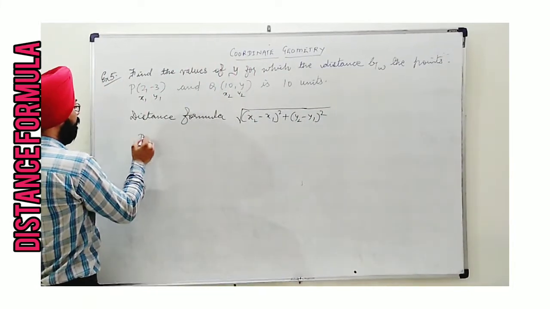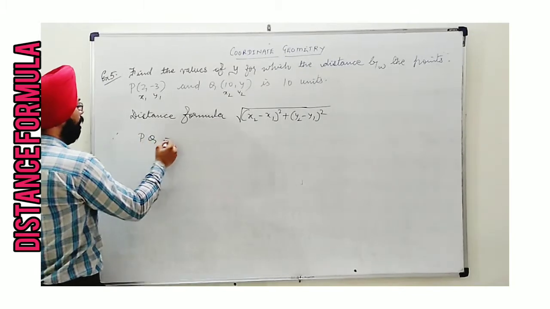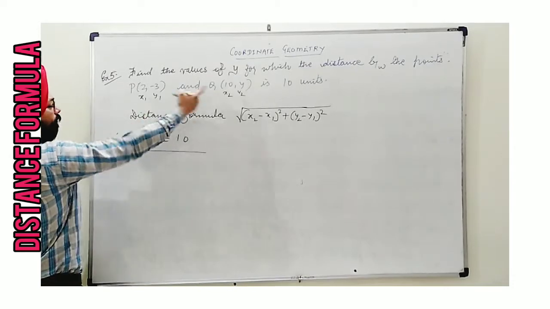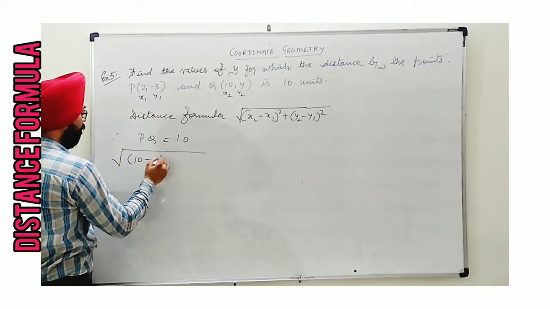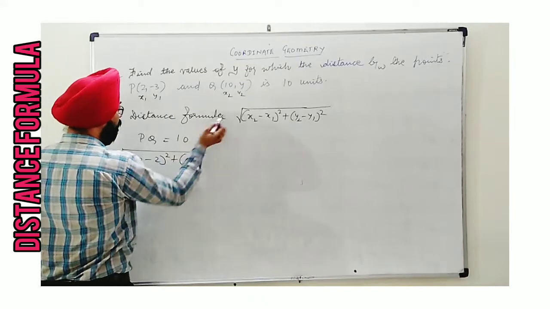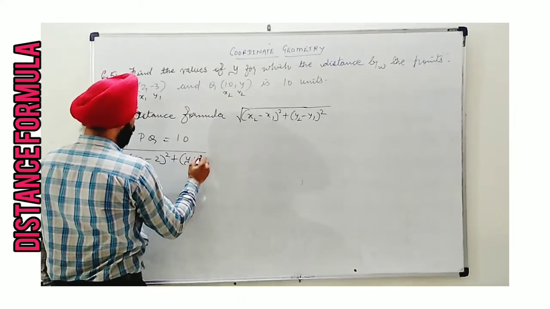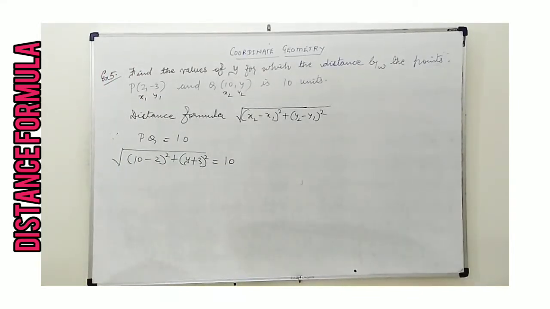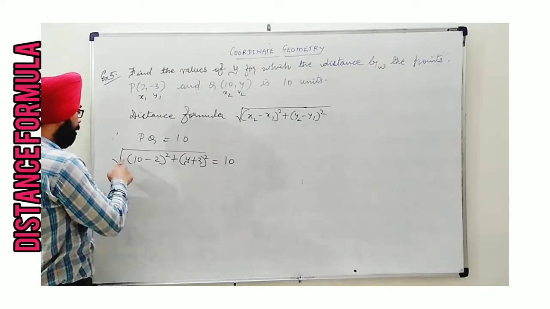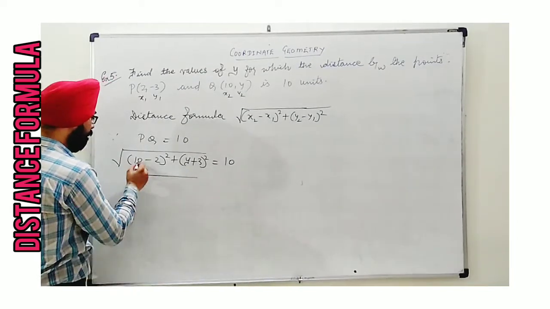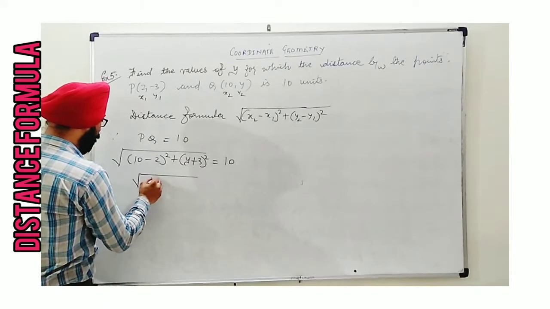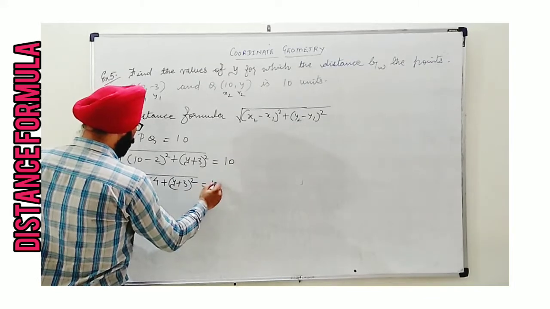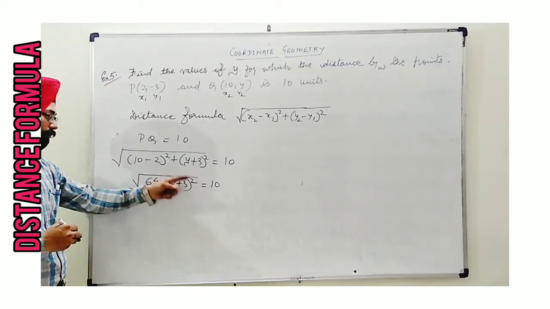Now distance PQ, we are given distance PQ is 10, so we can apply the distance formula between them. It will be the difference between first values and the difference between second values. Y minus minus 3 becomes y plus 3, and here it's 10. Square root of (10 minus 2) is 8, 64, plus (y plus 3) whole square equal to 10.